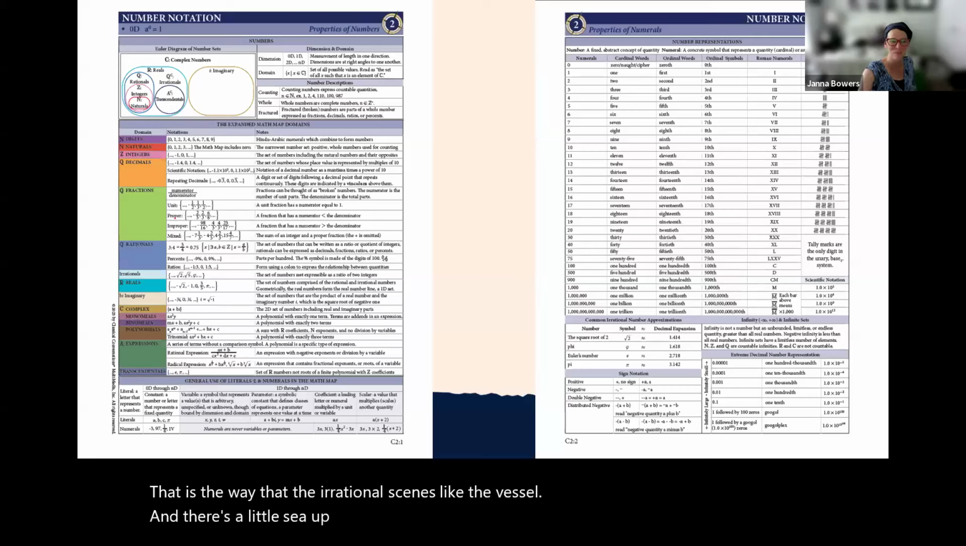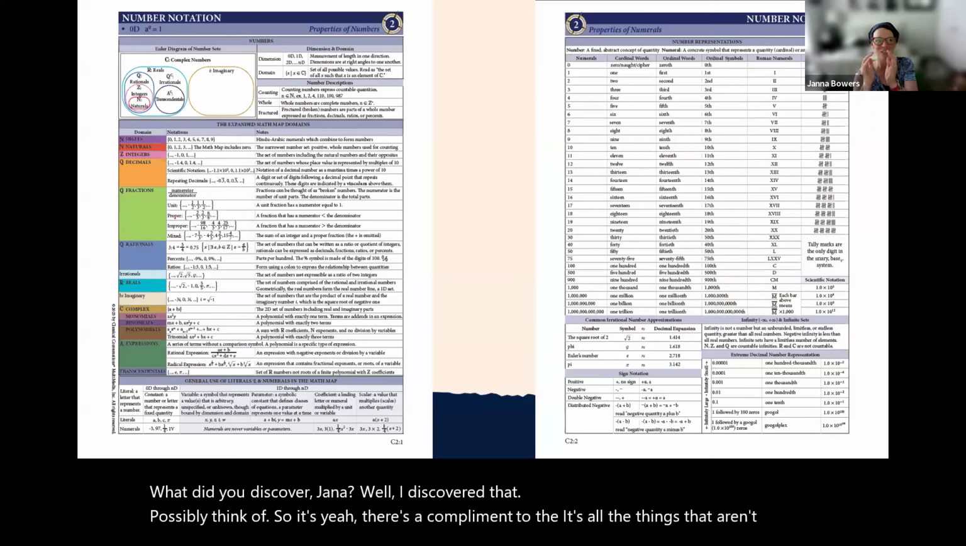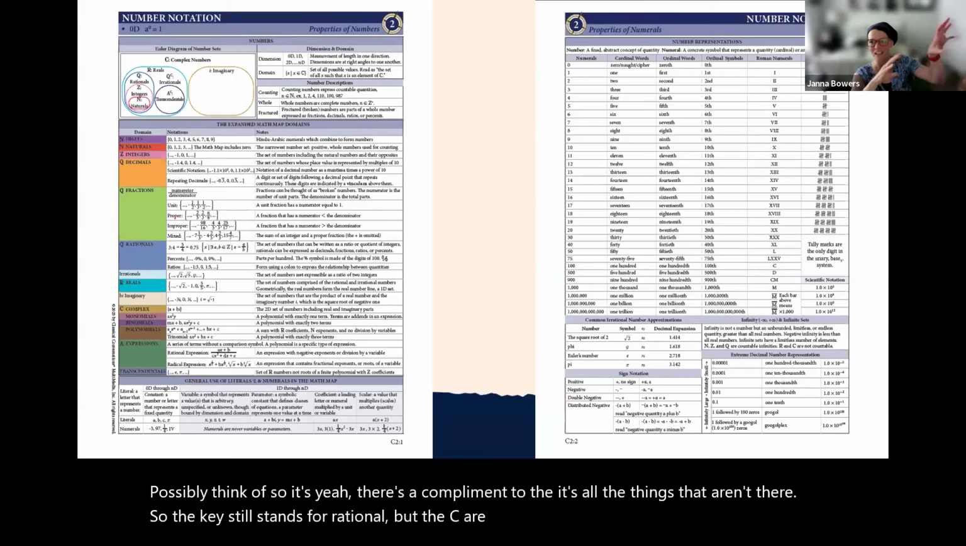That was very confusing to me this week, so I did a little research and had a little moment of illumination. What did you discover, Jana? Well, I discovered that it's talking about a universal set, every number that you can possibly think of. So that C up there is a complement, it's all the things that aren't rational. So the Q still stands for rational, but the C up there is saying everything else that completes the universal set of numbers. Is that right?